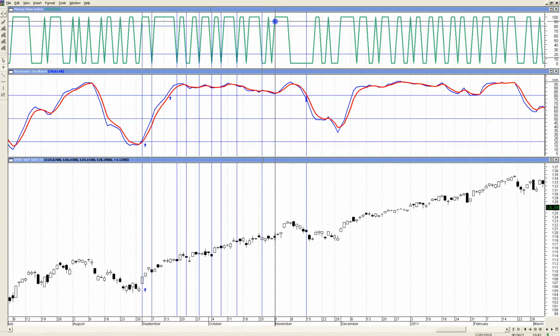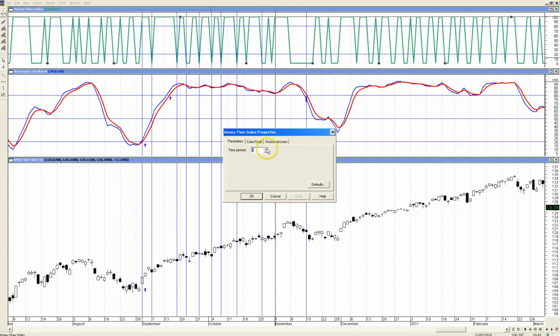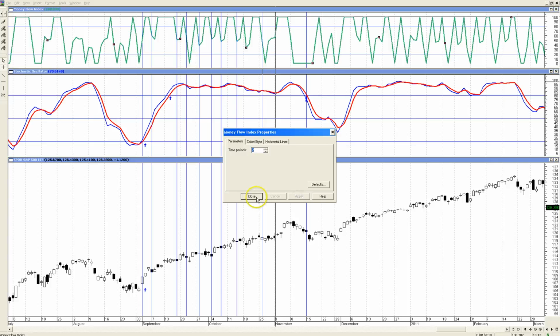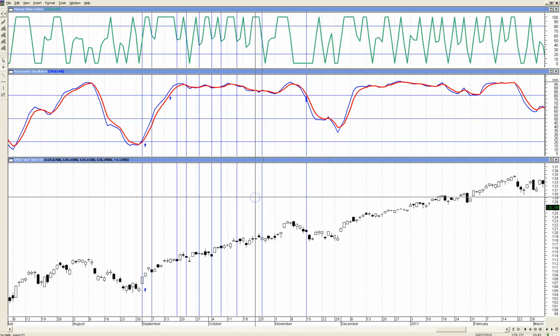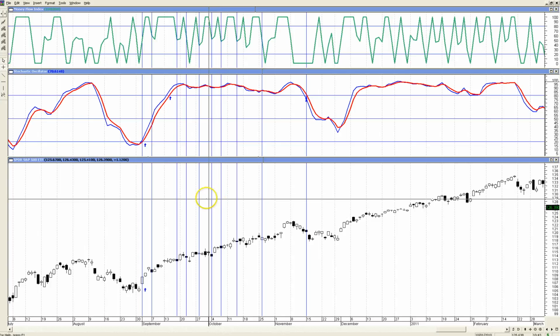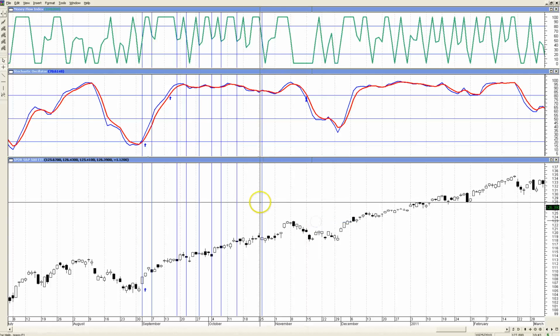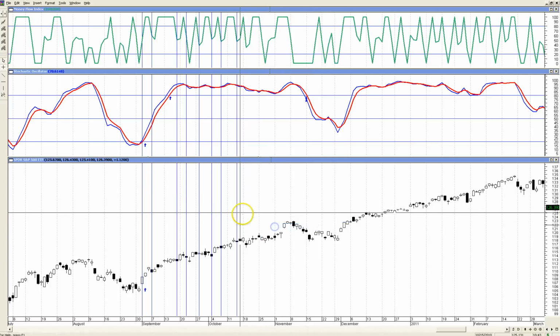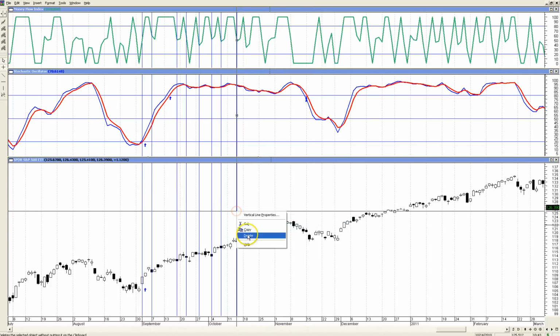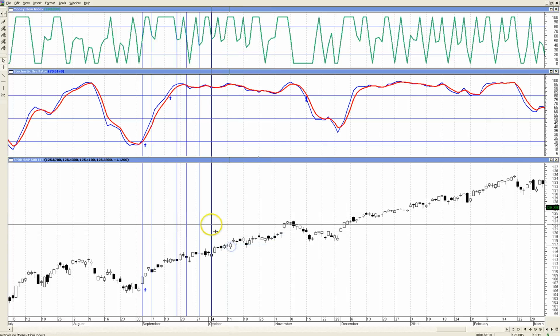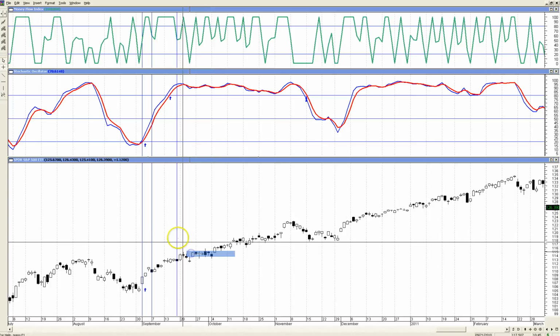Now, you could have taken this money flow and made it a little bit less. You could have made it a 2, okay? And the criteria is going to get a little tougher to get in here, right? Let me just delete some of these. Of all of these lines, when you went to a 2, it gave you a much tougher criteria. So it gave you a better entry point. So I'm going to leave it at 2 here.